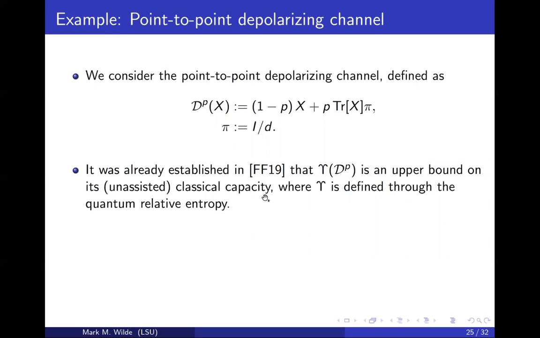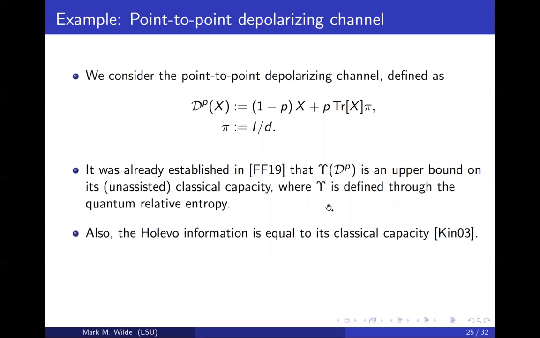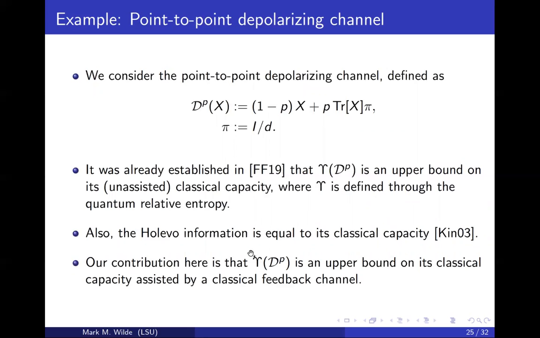So it was established in a recent work of Kun Fang and Hamza Fawzi that this Upsilon information is an upper bound on the unassisted classical capacity of a depolarizing channel. But what we show is that, as I mentioned previously, this quantity is an upper bound on the feedback-assisted capacity. And if you're paying attention really carefully, you notice I didn't put the hat. That's because the depolarizing channel has lots of symmetry. It's a covariant channel. And so you can get rid of the hat and use the relative entropy instead of the Belavkin-Staszewski relative entropy.